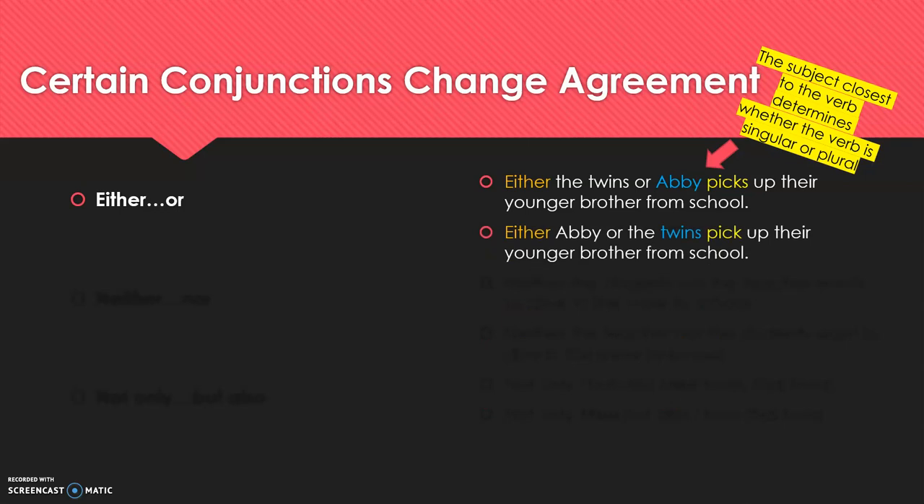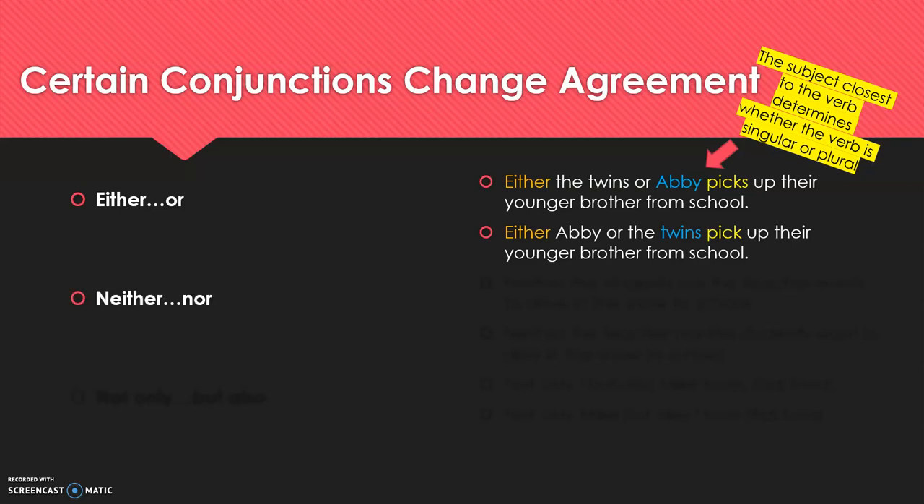This is the same when you swap the exact same subjects around. So here we have the same sentence and we just swapped Abby and the twins. Either Abby or the twins. Now twins, which is plural, is closest to our verb, so we get a plural verb pick.